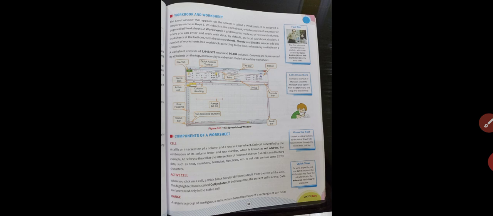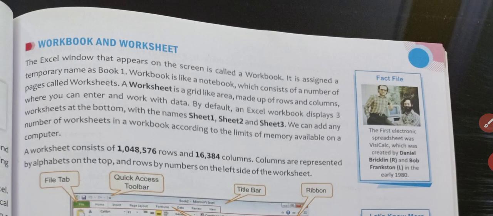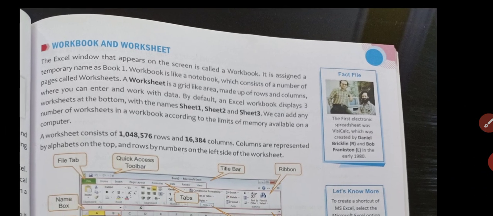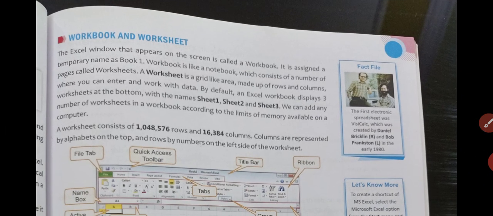And next is children, workbook and worksheet. Whenever the Excel window appears on the screen, it is called a workbook. So the first screen which comes on the computer screen, we call it a workbook. It is assigned a temporary name as Book 1. So when we open Excel, the workbook gets opened, and its temporary name is Book 1, which we can change later.